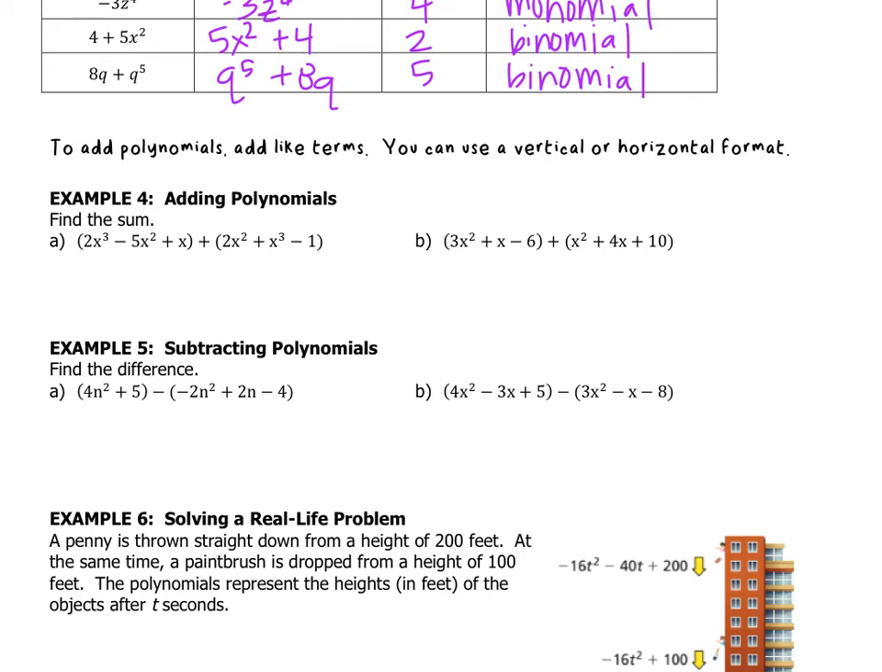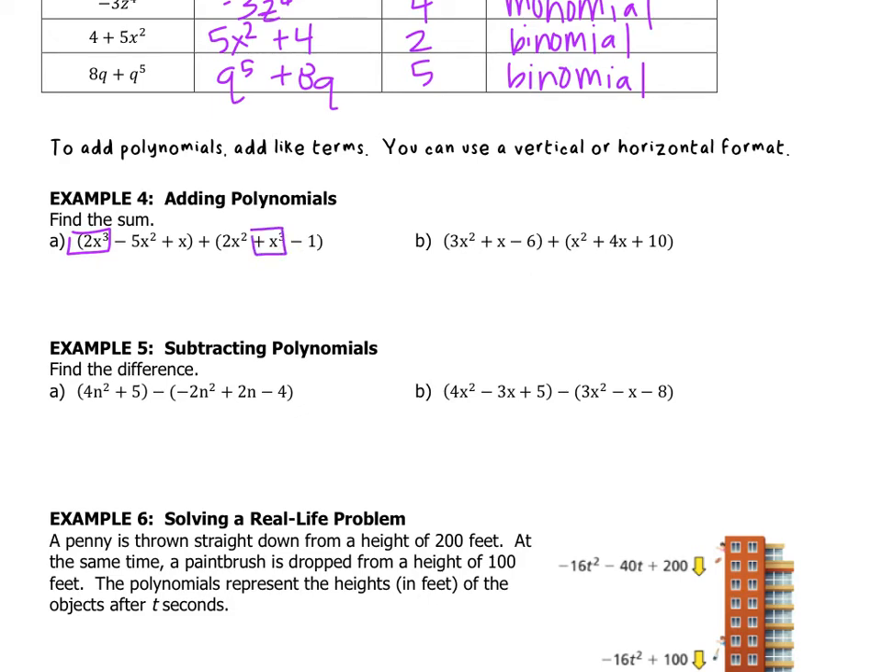So we're going to find the sum. So you want to look for terms that have the same variable and exponent. So let's look at the first one, example 4a. You've got 2x to the third, and then you scan this other polynomial and you say, is there another piece that is x to the third? And this one right here would combine.